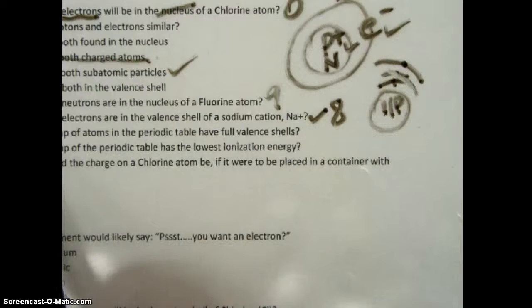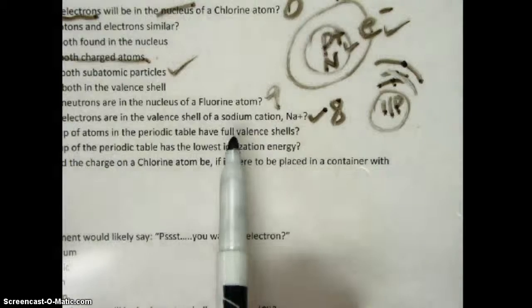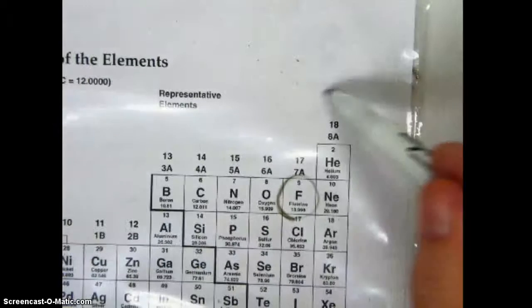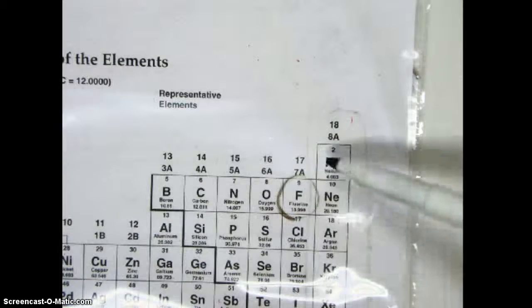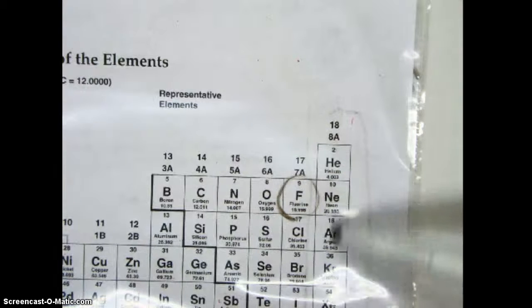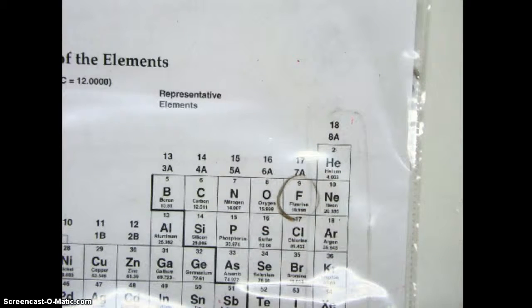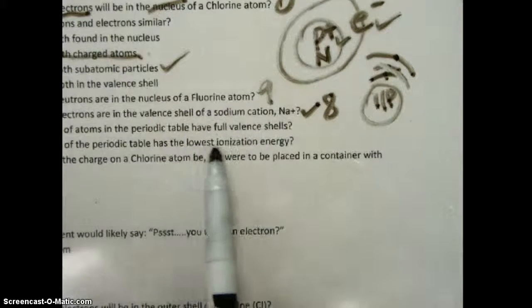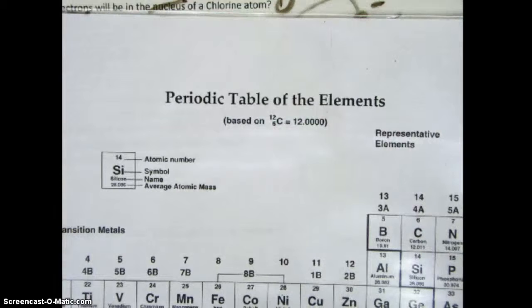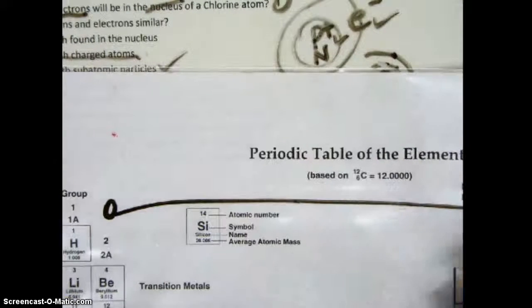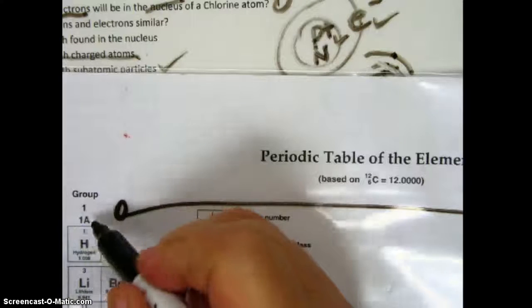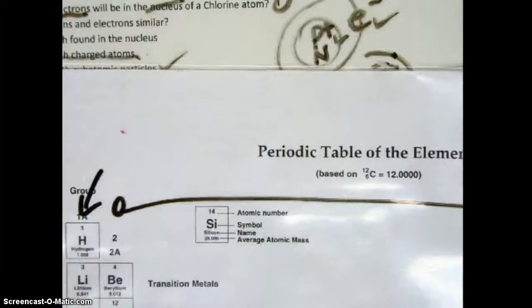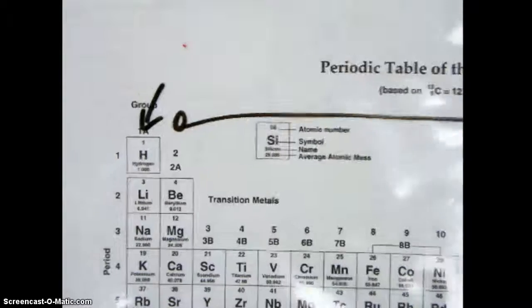Which group of atoms in the periodic table have full valence shells? That's group 18 on the very right hand side. Those are the noble gases, the ones that don't want to accept or give away any electrons because their valence shell is full. Which group of the periodic table has the lowest ionization energy? We know from our lesson that the ionization energy increases as you go from left to right. So the lowest ionization energy would be the group 1 atoms or elements.